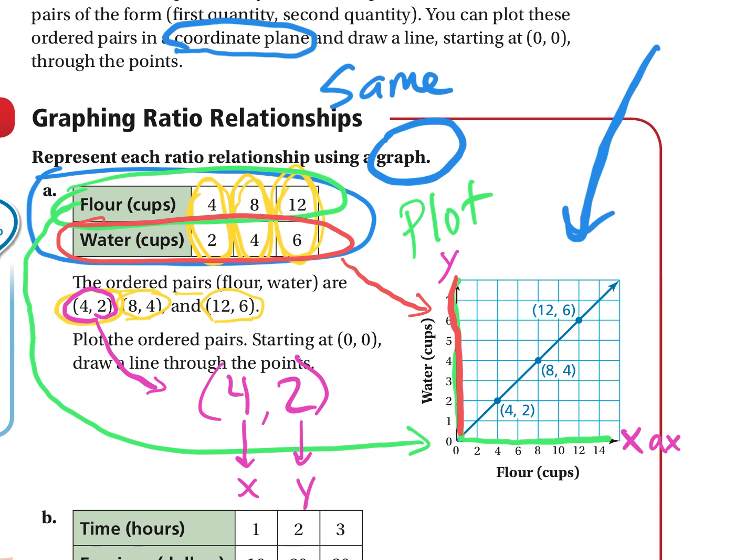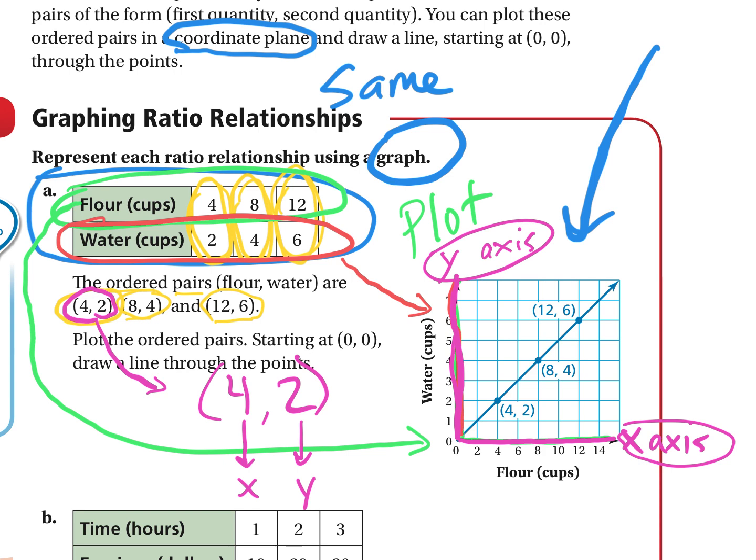So this is our x-axis here, right? And then this is our y-axis right here, the vertical. Okay, that's two separate words, let me fix that. The y-axis is the up and down line, the vertical line, and the x-axis is the horizontal line. So we'll need to remember that for graphing.